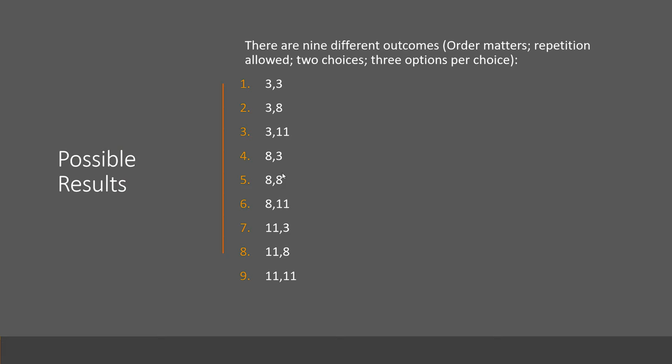But for the rest of us, there are 9 different outcomes. And we can use our counting formulas on this using the fact that order matters. There's a lot of households out there, so repetition is obviously allowed. There are exactly 2 selections we're making, and we've got 3 options per choice. That's going to come out to be 9 total outcomes. I went ahead and listed them out here. You could do 3 and 3. You can get 3 and then 8. Or you could get 8 and then 3.